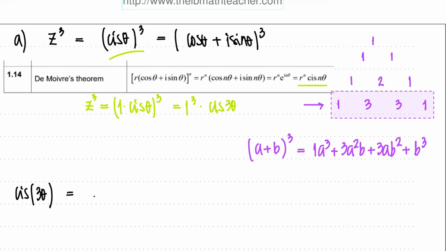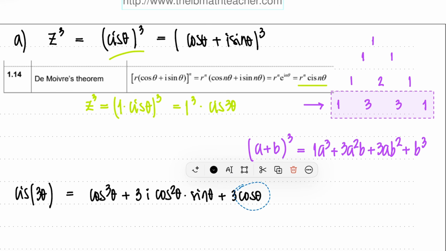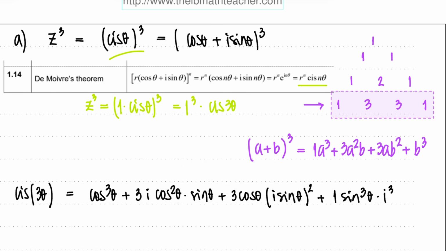Therefore, on the right-hand side, we have cos cubed of theta plus 3 cosine squared of theta times i sine theta plus 3 cosine of theta, i sine of theta squared plus 1 sine cubed of theta times i cubed, or i sine theta cubed, which is the same thing. We can simplify a few things here. We can rewrite this as i squared sine squared, which is the same as negative sine squared of theta, given that i squared is equal to negative 1.